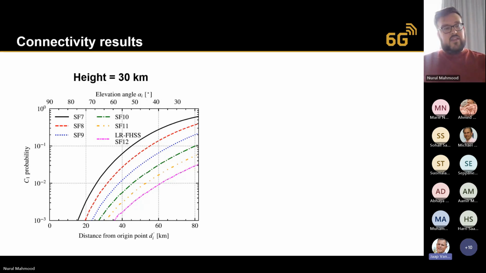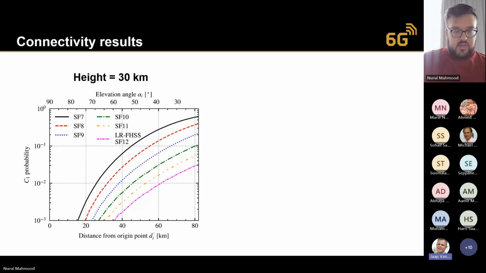And then, of course, you can see that for the higher SF, we have a bit higher outage because the distances are not as long as for the higher spreading factors. And you can see the LR-FHSS is the same as the SF12. So we can see that there's still some good margin, especially for the SF12 and for the LR-FHSS, to work with this kind of parameter setting.